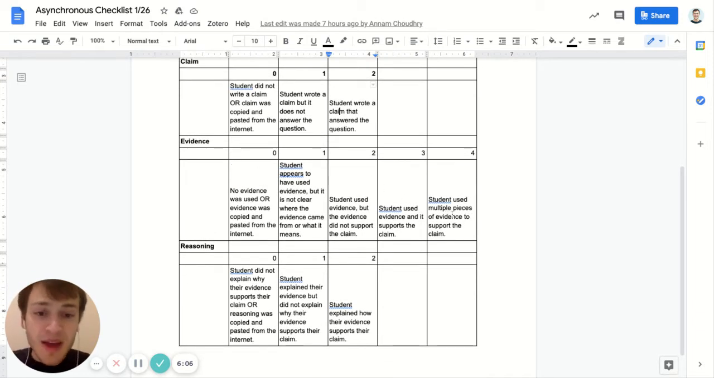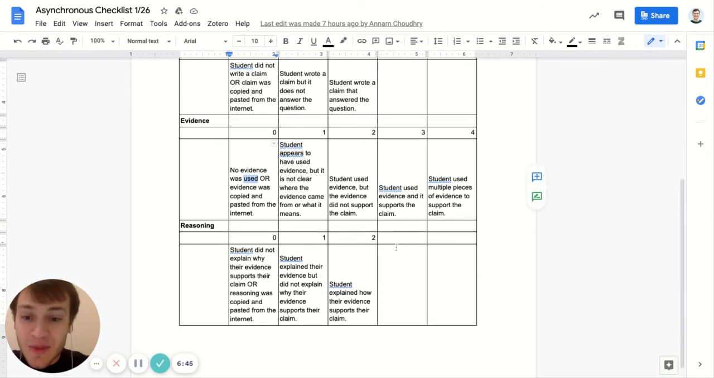For evidence, you will get full credit if you use multiple pieces of evidence that support the claim. You're going to get 3 points if you use evidence and they support the claim, and that one piece of evidence supports the claim. You'll get 2 points if you used evidence, but the evidence did not support the claim. Maybe you're thinking about some other claim or the connection is a little unclear. You're going to get 1 point if it looks like you have evidence, but it's very unclear where it came from or even what it means. Remember, you do have to explain what the evidence means, so people who've never seen the evidence can understand it. And then, of course, you'll get 0 points if you copy and paste from the internet.